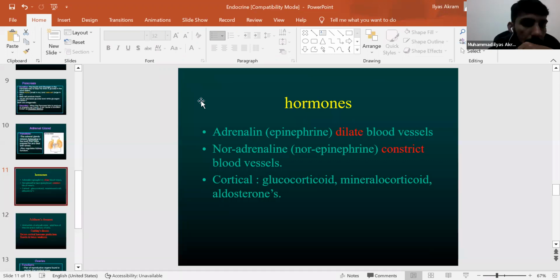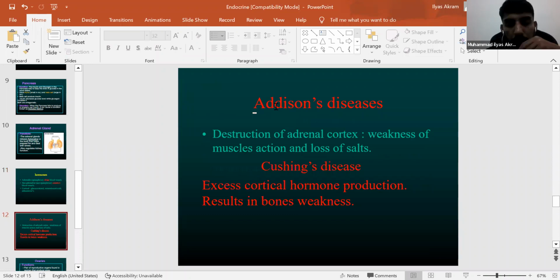So the first is caused by the production of glucocorticoid in the cortical or adrenal glands. In Addison disease, destruction of the adrenal cortex occurs. This is the upper portion of the kidney.